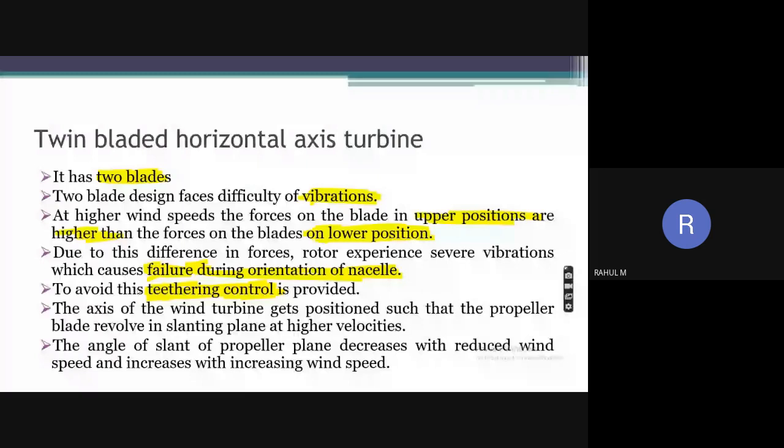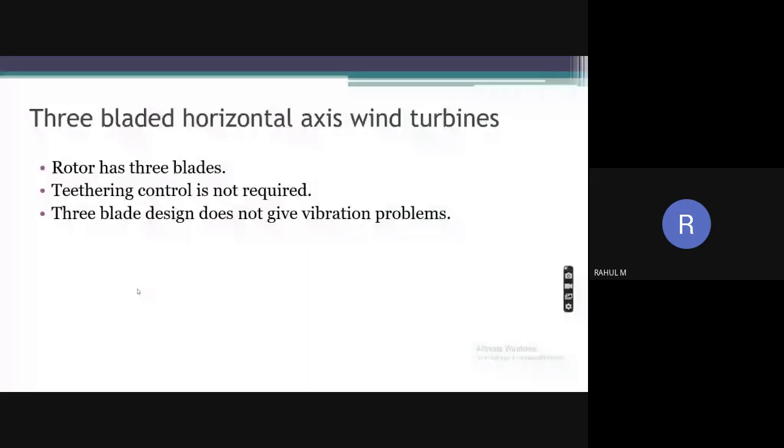Next one is your three-bladed horizontal axis wind turbines. With three blades, the vibration problems are reduced, so this is more stable. Compared to all the three systems, this one is the best one.